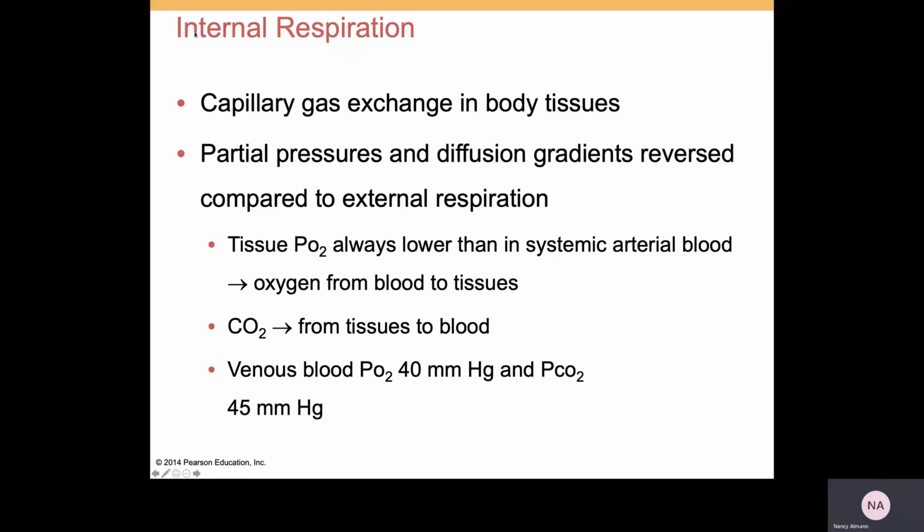When you talk about internal respiration, you're going to have capillary gas exchange at the level of the body tissues. So partial pressures and diffusion gradients are going to be reversed compared to what you find with external respiration. So the partial pressure of oxygen at the tissue level is going to be lower than what you find in systemic arterial blood, which will mean that oxygen will move from blood into tissues. You have more carbon dioxide in tissues than in blood, so that means the carbon dioxide is going to move into the blood to get carried away to the lungs so we can expel it via expiration.